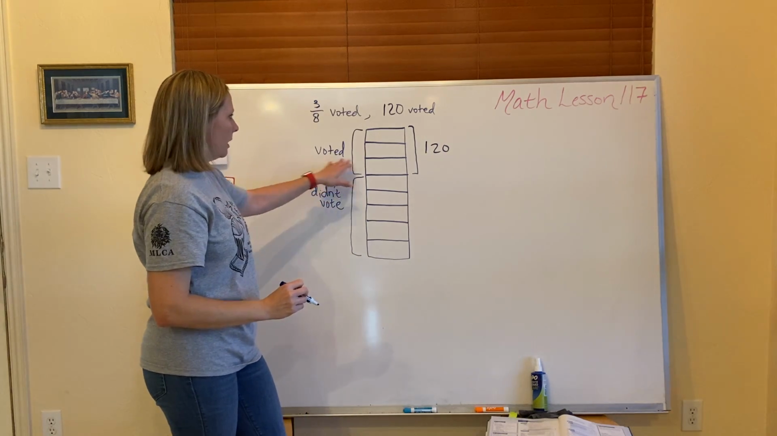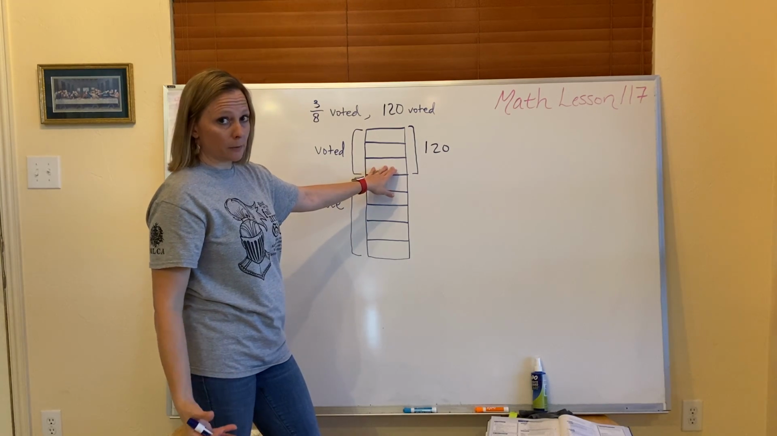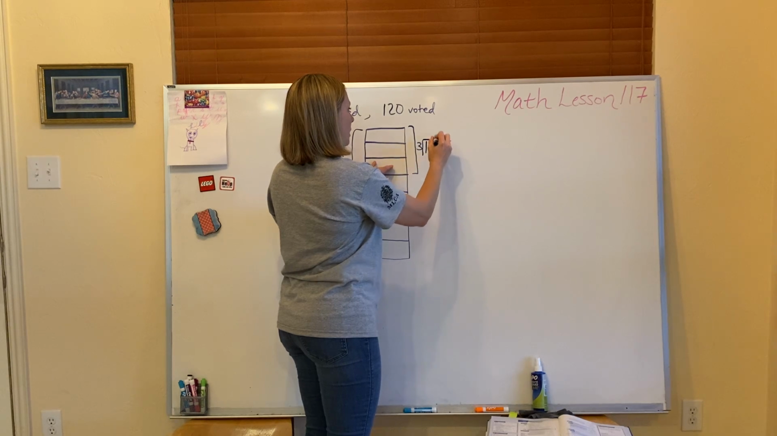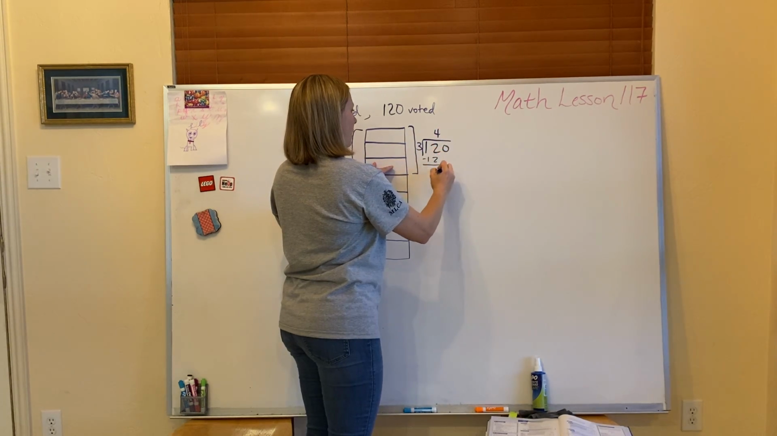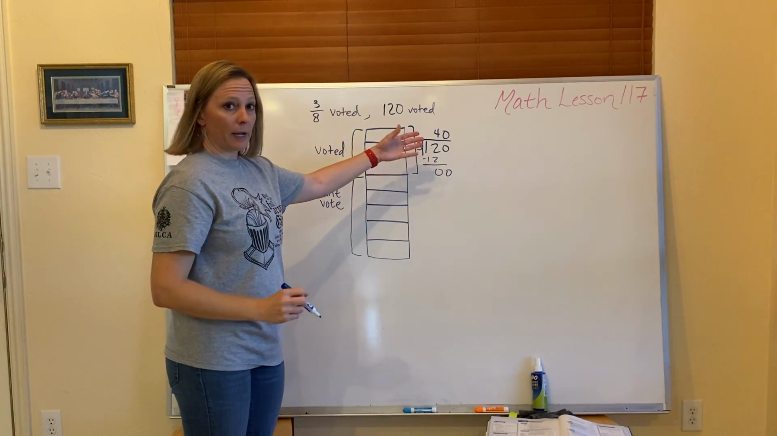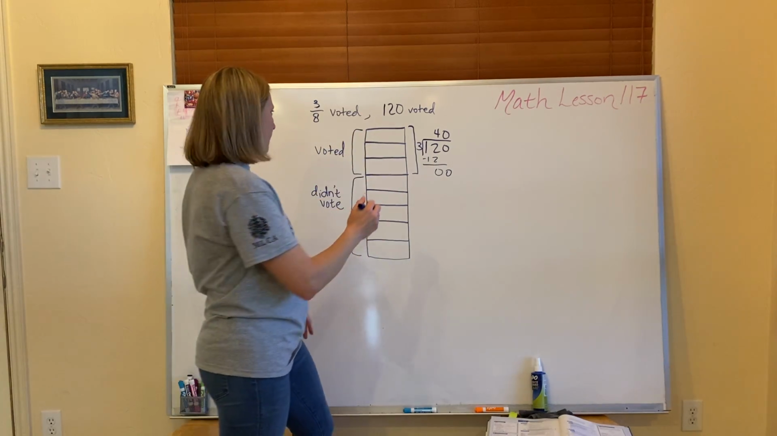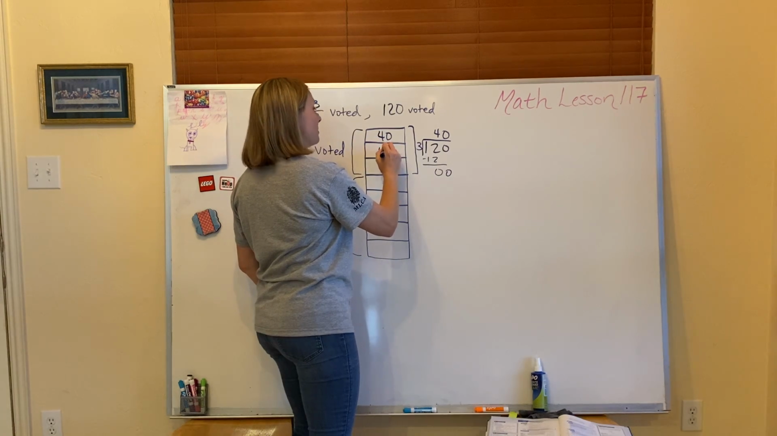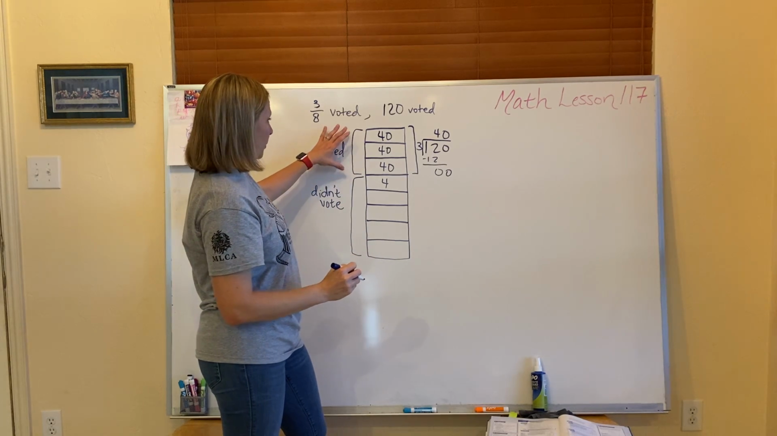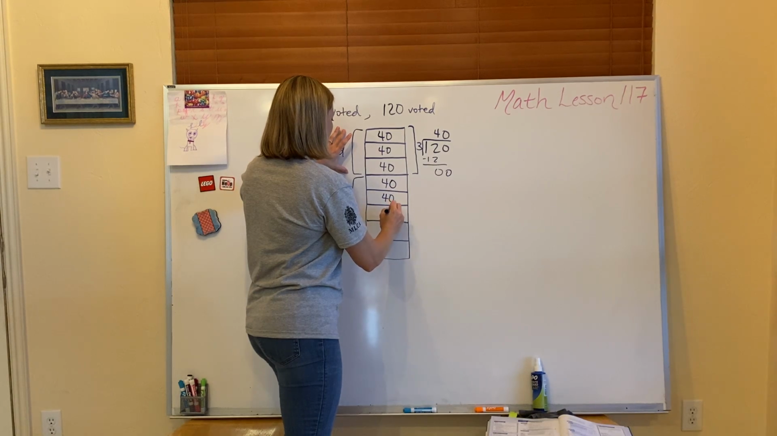So we will divide 120 evenly between these 3 boxes. So we need to divide 120 by 3. Right? So 120 divided by 3 will fit evenly into these boxes by putting 40 in each box. That means 40 goes in every box, right? Because this is 3/8. Each box will have 40.